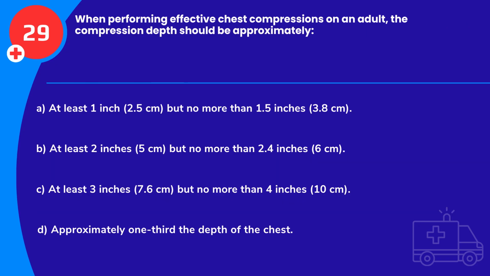Question 29. When performing effective chest compressions on an adult, the compression depth should be approximately A. At least 1 inch, 2.5 cm, but no more than 1.5 inches, 3.8 cm. B. At least 2 inches, 5 cm, but no more than 2.4 inches, 6 cm. C. At least 3 inches, 7.6 cm, but no more than 4 inches, 10 cm. D. Approximately 1/3 the depth of the chest.